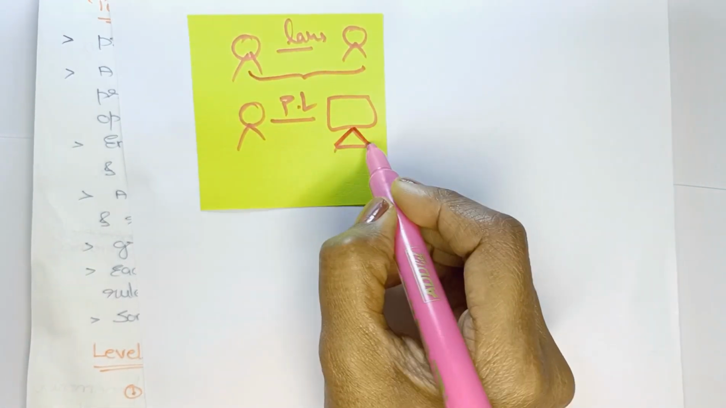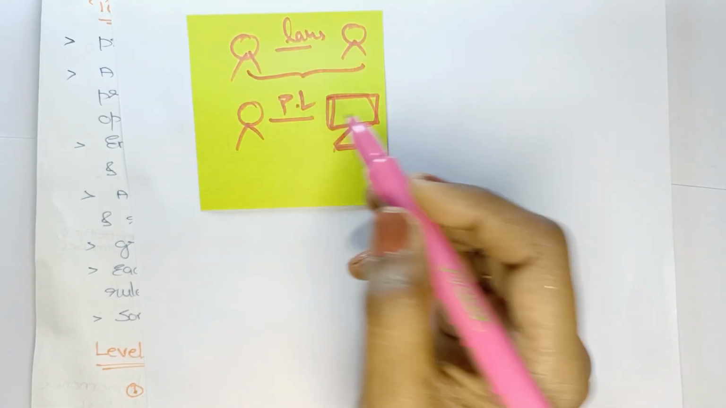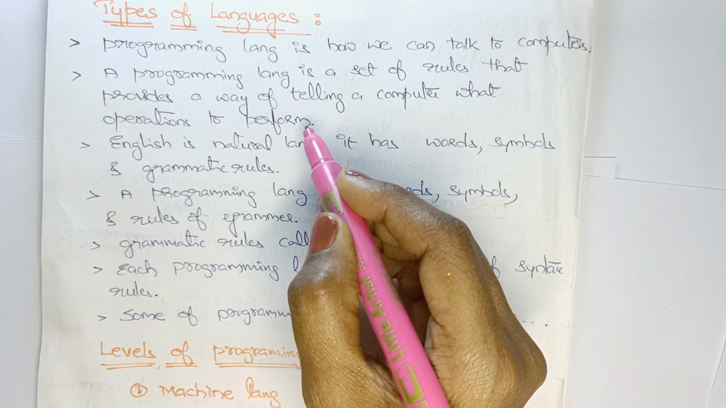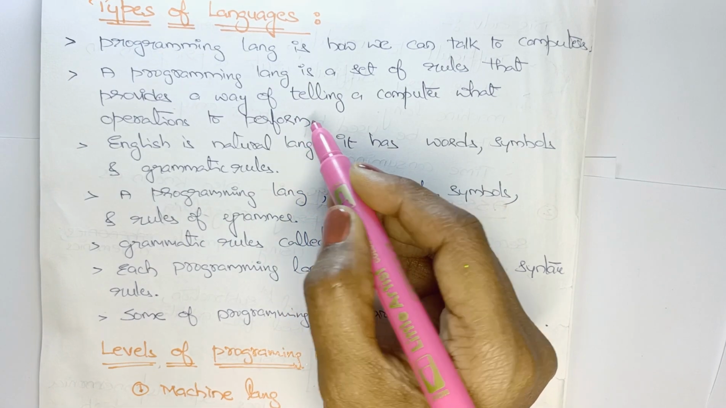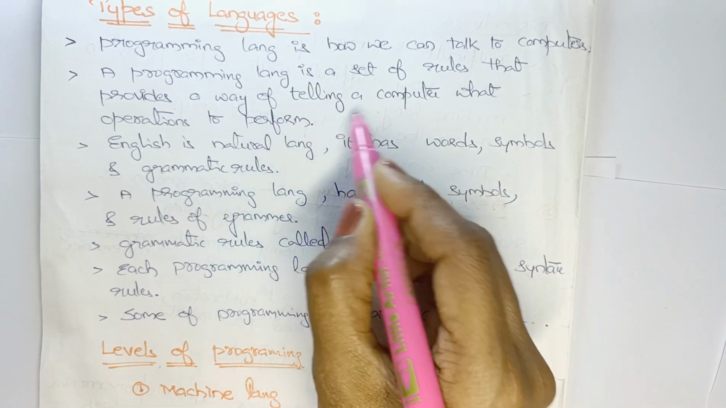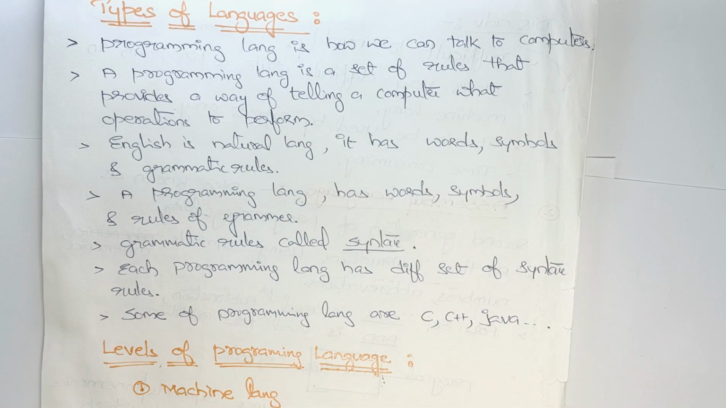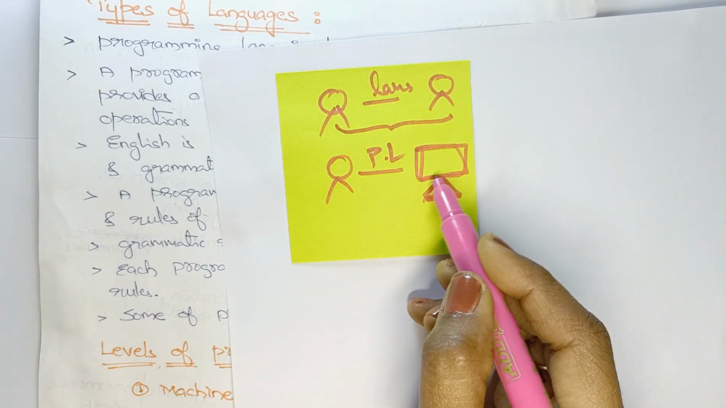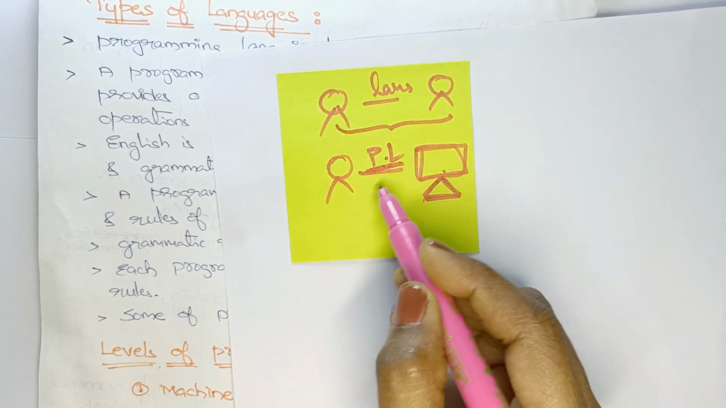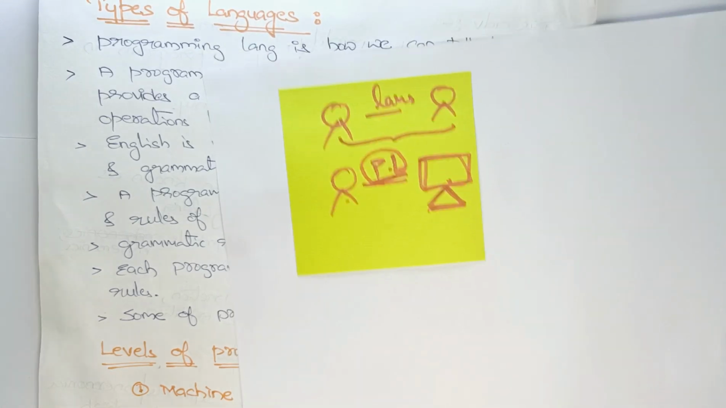In the same way, if we want to communicate with the machine, the computer, then we require a programming language. A programming language is how we can talk to the computer. A programming language is a set of rules that provides a way of telling a computer what operations to perform. So if you want to perform any operation, you require a language, that is nothing but a programming language. So to communicate with a machine, we require a programming language.